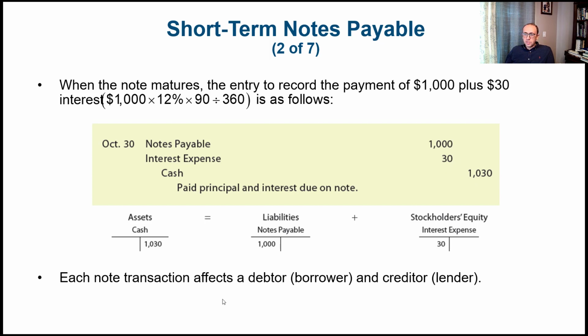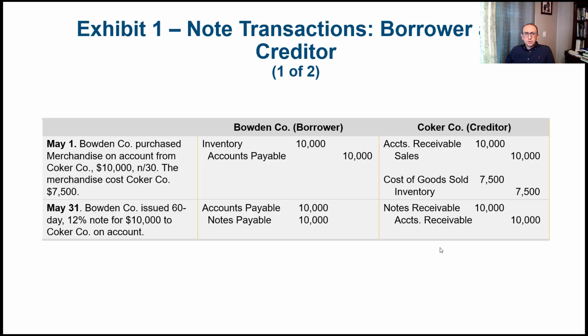So each note transaction affects a debtor, which is the borrower, and a creditor. So let's see how this would look from both sides. And I think it's easy. In this chapter, we're focusing mainly on the borrower, because they are the ones who are recording the liability, or in other words, the debtor. But we also want to see how it would look from the other side, which is the creditor or the lender.